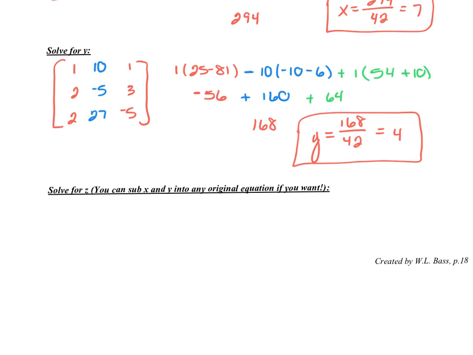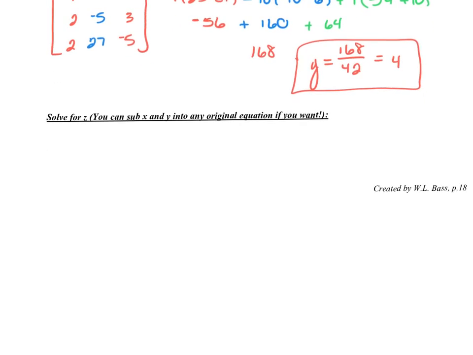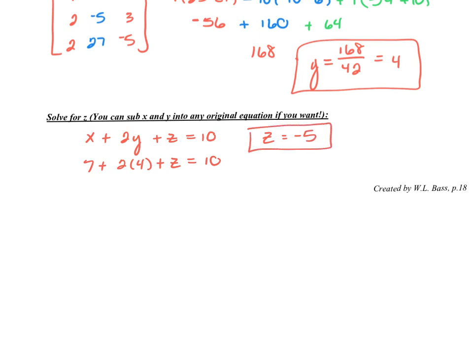Now, once you have two variables, just like we've seen in the past, we can take those two variables and substitute them into any of the original equations that we want. I am going to choose to work with the very first equation, so I'm going to have an x plus a 2y plus a z equals a 10. So I'm going to sub those in. So my x was 7. My y was 4, so I'll have 2 times 4. Z is what I'm still solving for, is 10. So I get that z equals a negative 5. And then, of course, we could write this as its full ordered triple of 7, 4, negative 5.